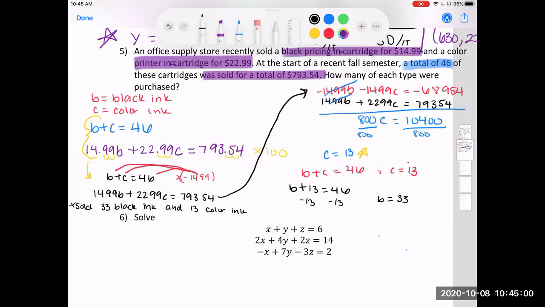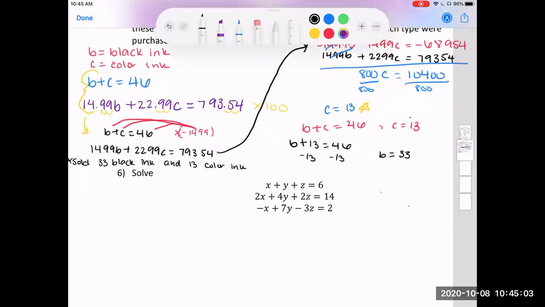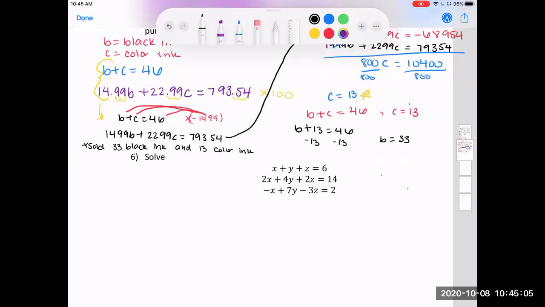Alrighty, now on to number 6. For number 6, we're asked to solve, and here we have 3 systems of linear equations. I have 3 equations and 3 variables. Okay, so your goal for this one is you want to eliminate the same variable twice. And it doesn't matter which one it is, as long as you do it the same.